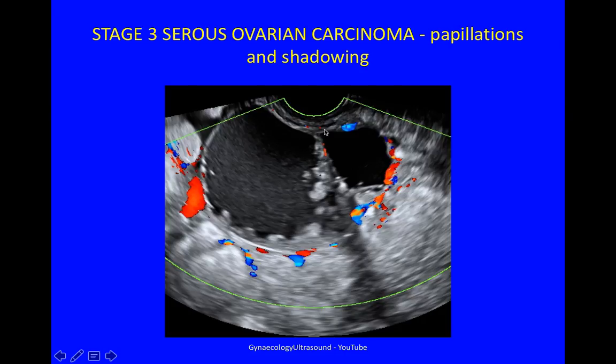This mass is multilocular solid. It's irregular. Lots of papillations, moderate vascularity and shadowing. So this is irregular multilocular solid with papillations, moderate vascularity and shadowing.